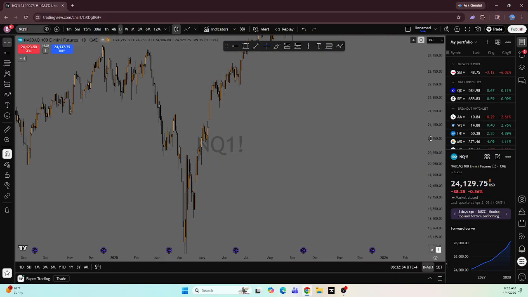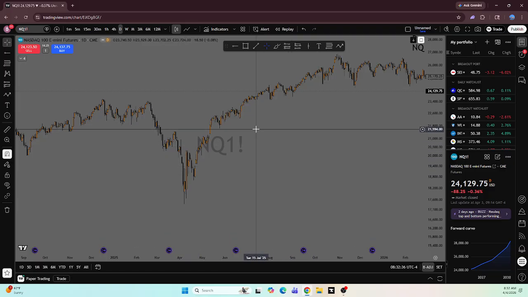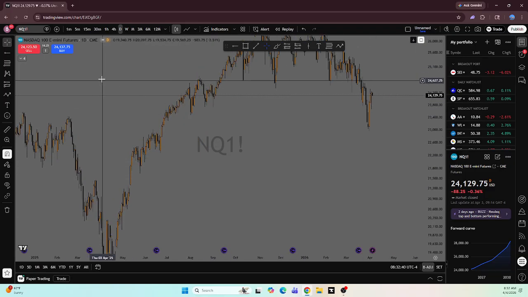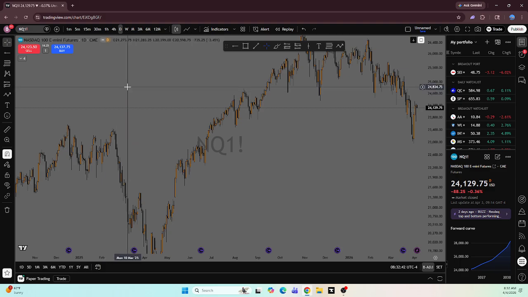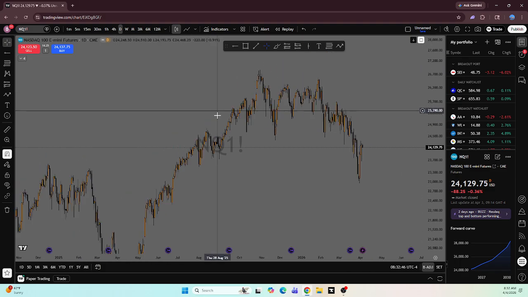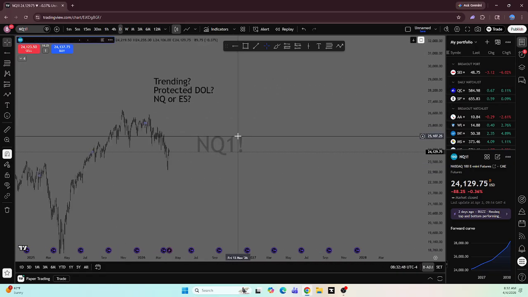So that's pretty much how I use trends to find my draw on liquidity. I'm just looking for the next high in the retrace leg because I know that needs to get taken out in order for price to continue to the upside. All right, what do we got next?